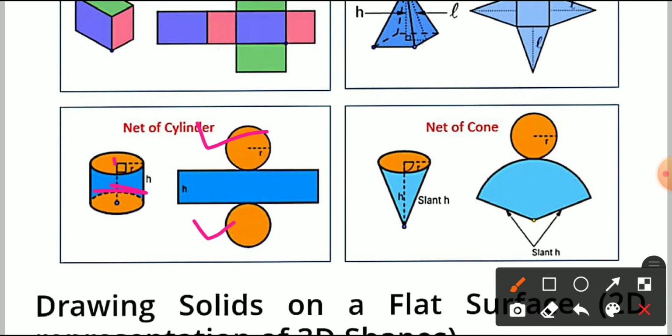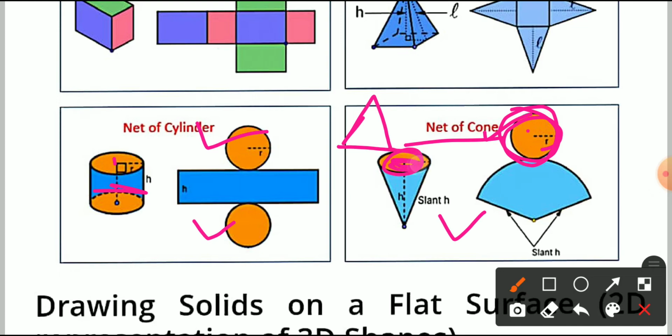Circle. And what about the cone? To understand how you can draw a cone, what you need to do? Just open your birthday cap. If you have a birthday cap, go and open it, you will get this kind of structure. And this you will not get, because a birthday cap is a hollow cone. If you place this bottom to cover this portion, then you will get a circle there. Clear?